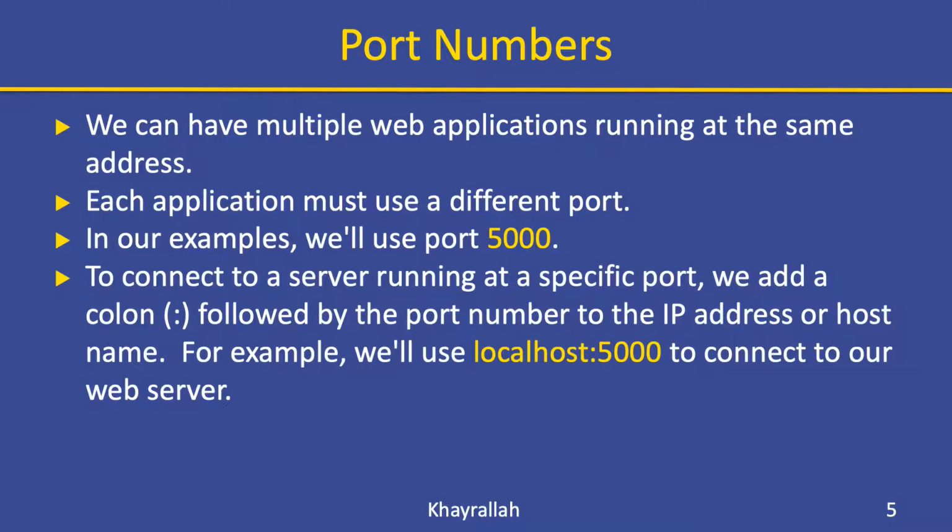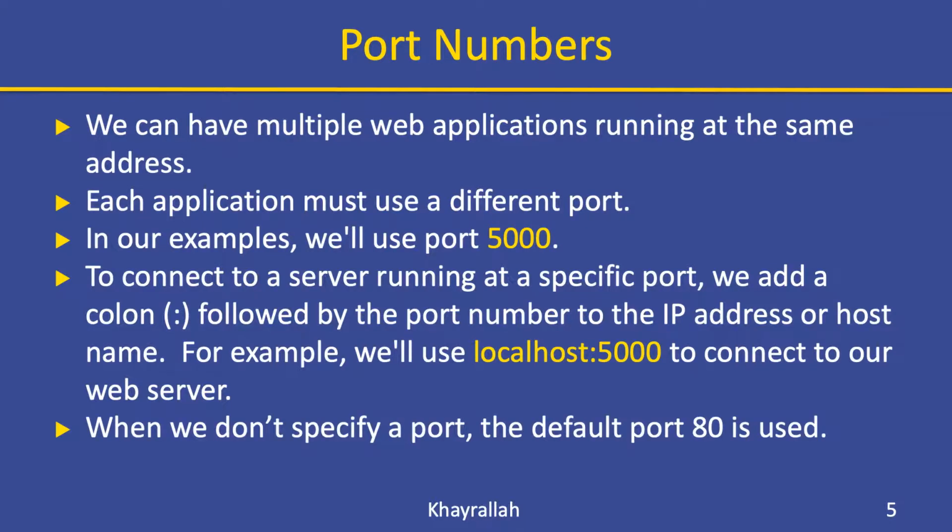To connect to a server running at a specific port, we add a colon followed by the port number to the IP address or host name. For example, we'll use localhost:5000 to connect to our web server that will be running on our machines. When we don't specify a port, the default port 80 is used.